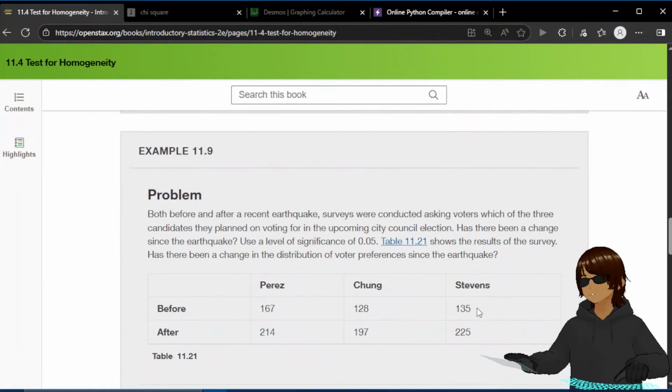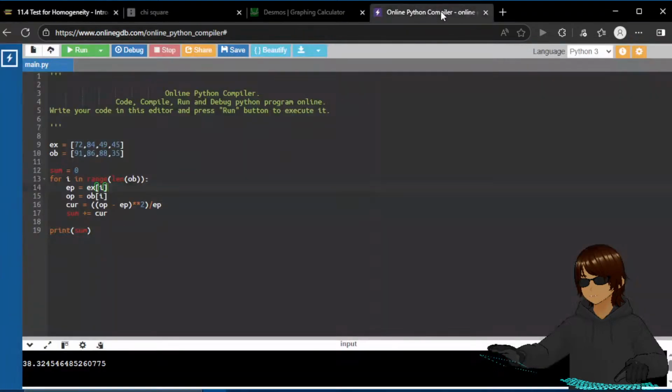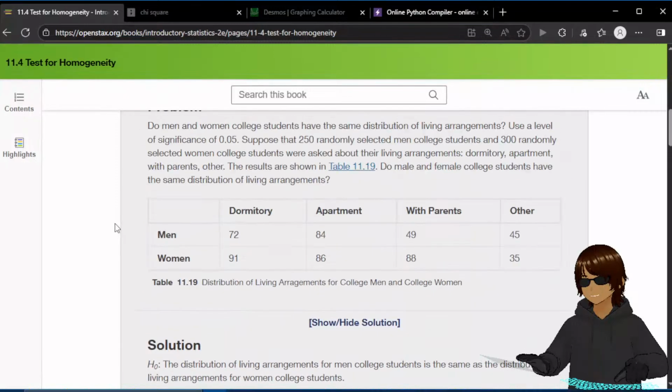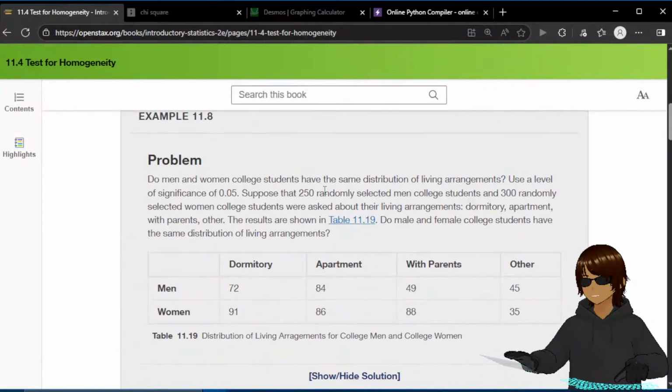Okay, so they summed all the before and they summed 167 and 214. So sum of this times sum of this divided by the total, and that gives you the expected of this, right? They say it's calculated the same way. Okay, let's try. See if that's how it actually works.